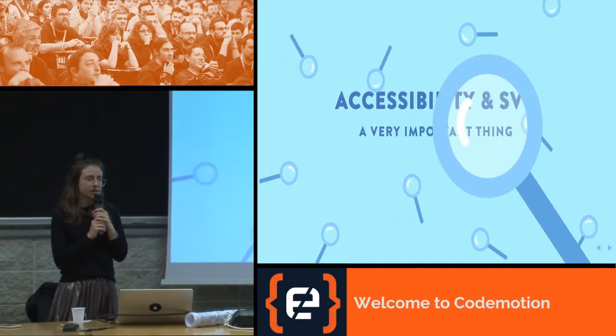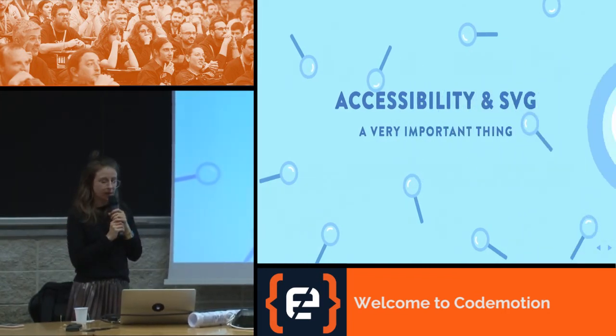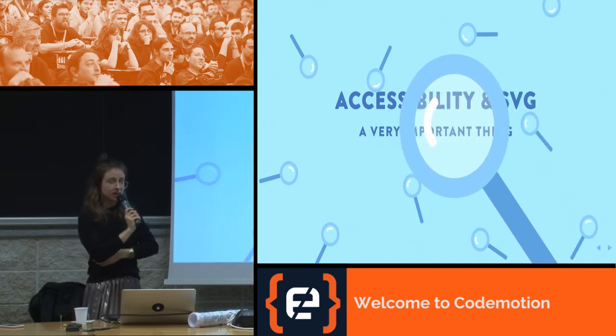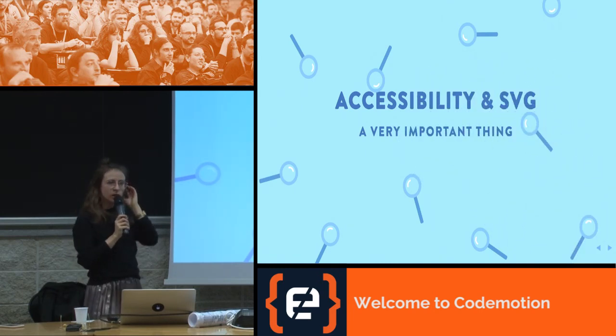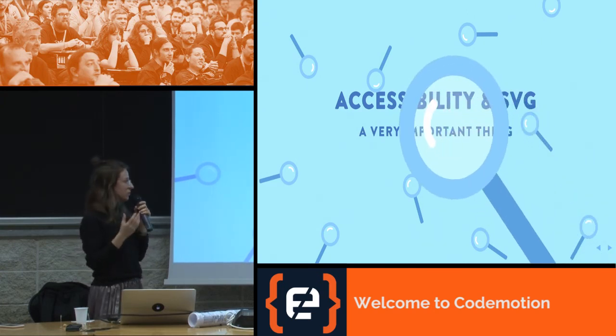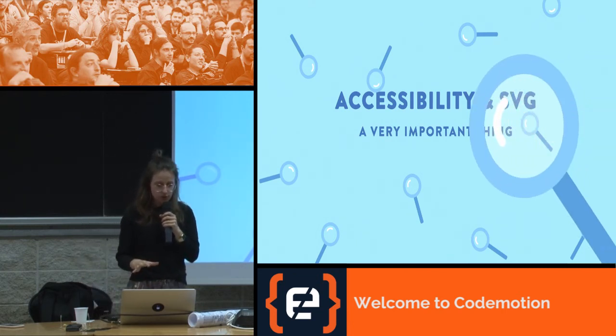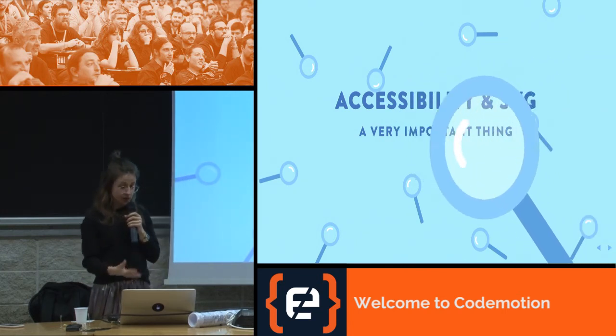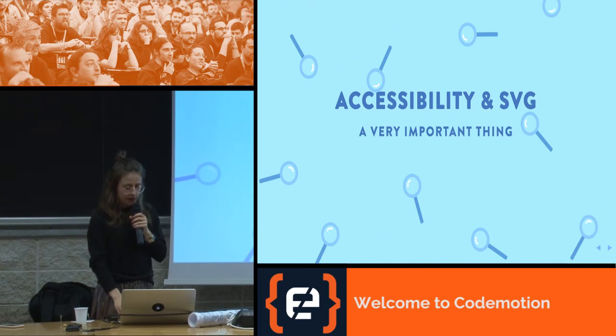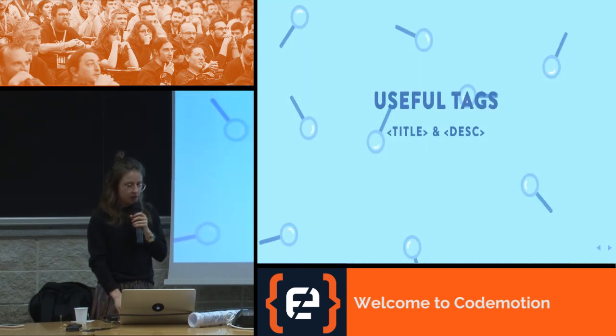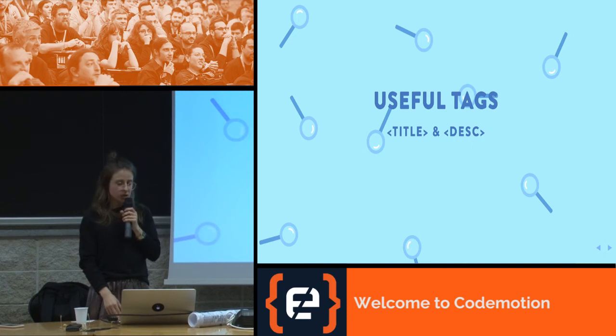Okay, and what about accessibility? I promised you to tell you something about it. So SVG is accessible, and it's very widely used right now for data visualization, for bar charts, graphs, and so on. And comparing to HTML canvas, it's better because it's accessible. And how does it happen, actually? There are some useful tags about which is good to know.